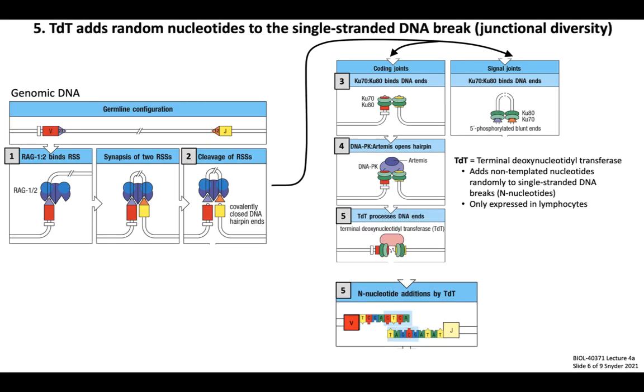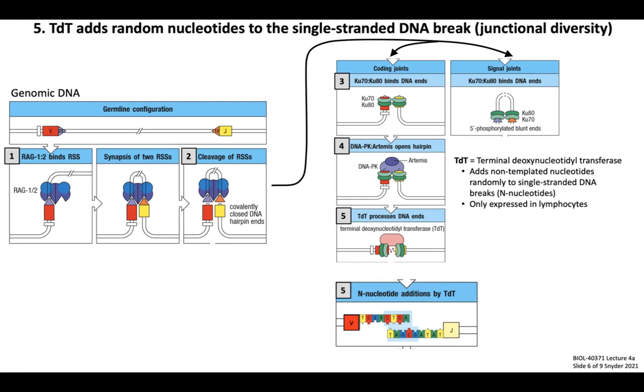Single-stranded DNA breaks can then be targeted by an enzyme called terminal deoxynucleotidyl transferase, or TDT. This is step number 5 of the gene recombination process. Like the RAG1-2 complex, TDT is an enzyme that is only expressed in lymphocytes, so it's not a part of the DNA double-stranded break repair machinery that was involved in the previous steps. It makes sense that the expression of TDT should be restricted only for the process of antigen receptor diversification, and this is because its activity is to add random nucleotides to the ends of single-stranded DNA breaks.